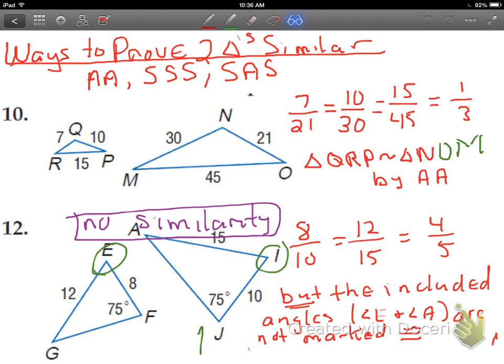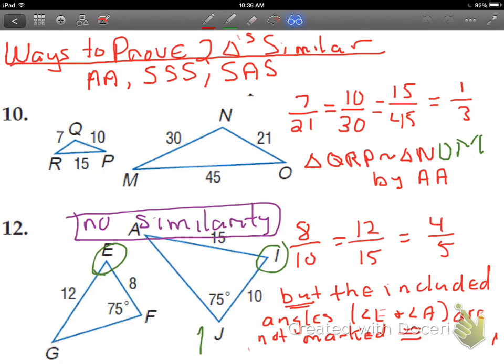So we're going to take the smallest side of RQP and divide it by the smallest side of MNO. That's 7 over 21. Find the middle sides and divide them. That's 10 over 30. And take the largest sides and divide them. That's 15 over 45. Those all reduce to 1/3. So triangle QRP is similar to triangle NOM by side, side, side.